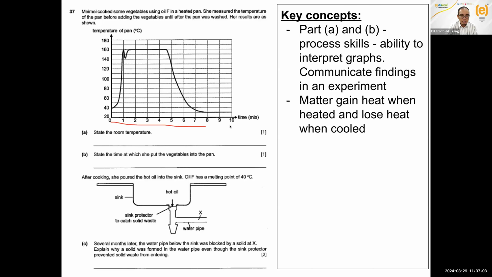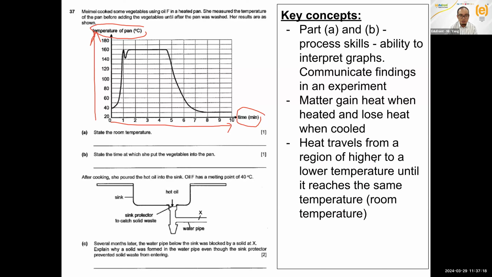So the horizontal axis here represents the time, and the vertical axis here represents the temperature of the pan. Another thing that you must know is that this question tests you on the concept of heat transfer. Let's recall, how does heat transfer? Heat travels from a region of higher temperature to a cooler temperature until it reaches the same temperature, right?